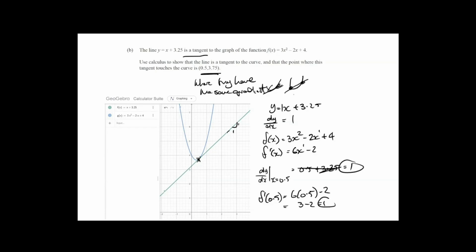So they have the same gradient. They cross at the same point. Therefore, that is tangent. Don't go off on a wild goose chase trying to prove that's the only point where they cross. You're just going to waste time. On with the next question.